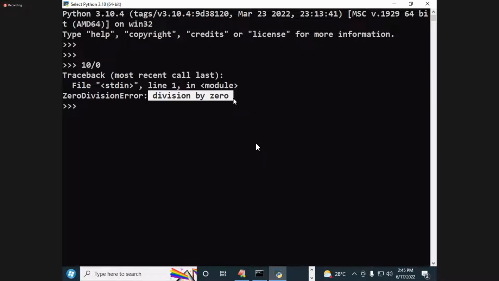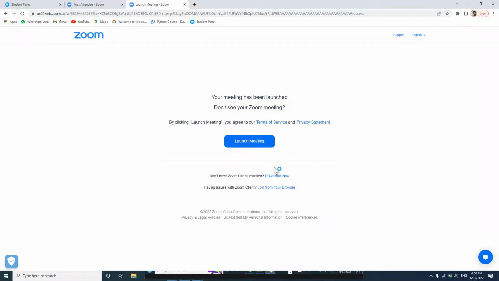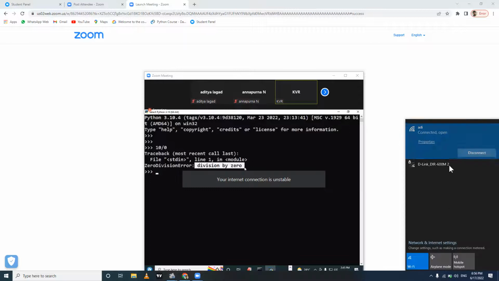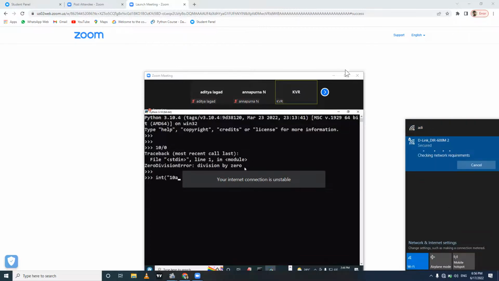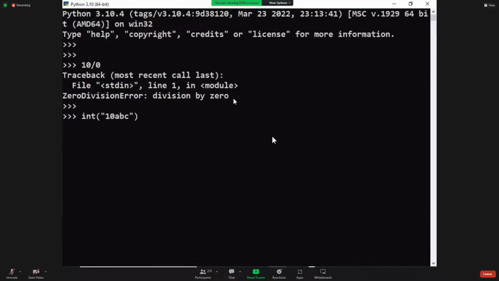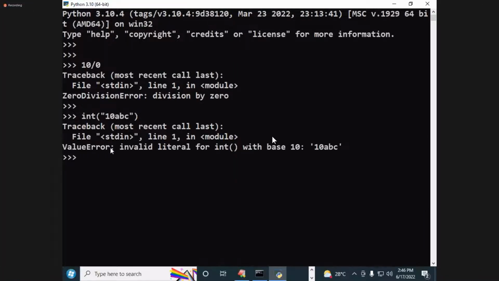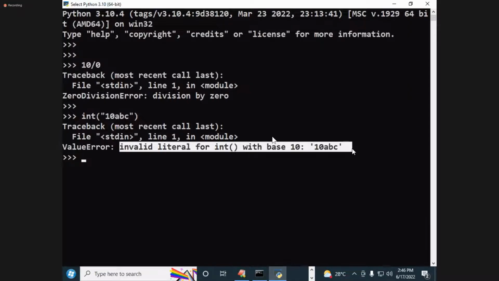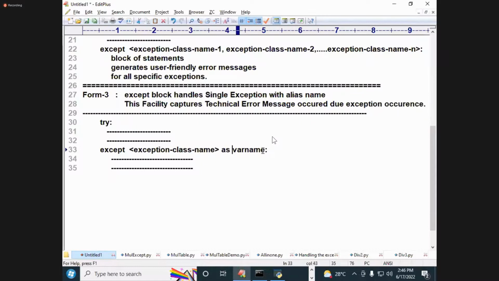I say int of "10ABC" within double quotes, is it able to convert? See my dear students, what is that? What is the error? What is the ZeroDivisionError? Predefined exception. Whose message is what? ValueError is called a predefined exception. Is it the message of that or not? This is called a technical error message captured in the alias name. Instead of a variable name, I will write the alias name. Alias name is, after all, one type of variable name.